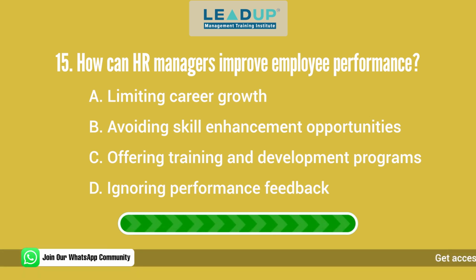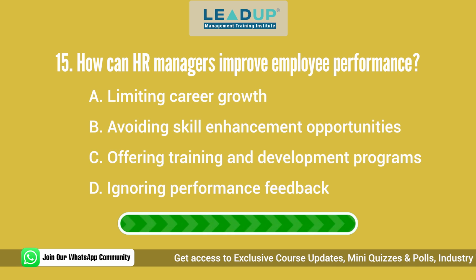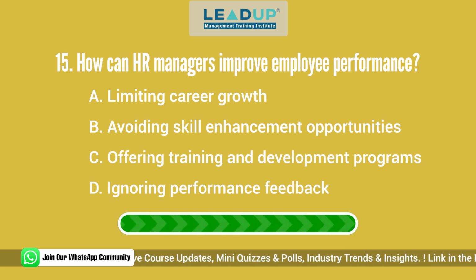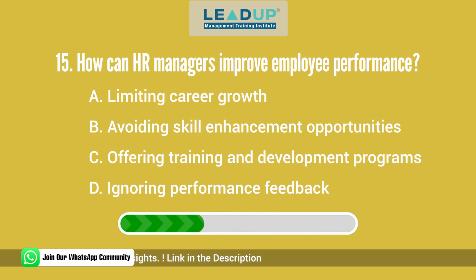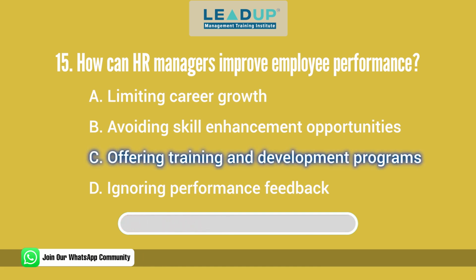Question 15. How can HR managers improve employee performance? A. Limiting career growth. B. Avoiding skill enhancement opportunities. C. Offering training and development programs. And D. Ignoring performance feedback. Answer: offering training and development programs.